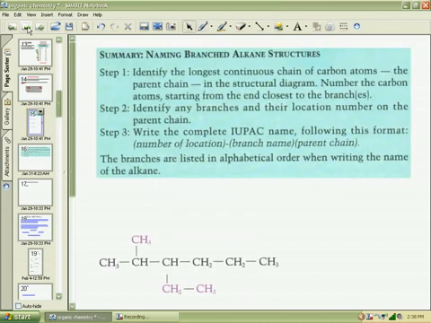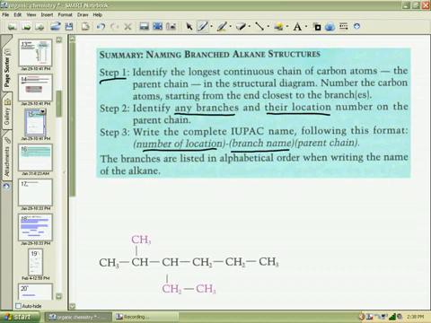Step 1, identify the longest continuous chain of carbon atoms, which we'll call the parent chain, and we'll number them starting from the end closest to the branches, or the end closest to where any double bonds would occur as well. Step 2 is to identify the branches and their location on the parent chain. So what the branch is, so any branches and their location, what and where. Then we're going to write the complete IUPAC name following the format of the number of where it is, what the name of the branch is, and then the parent chain.